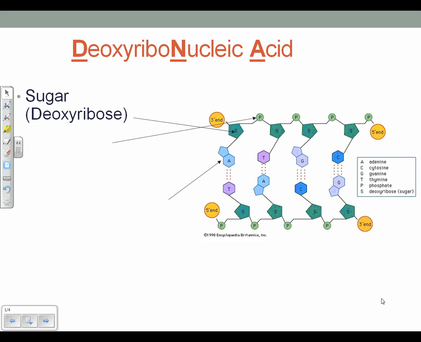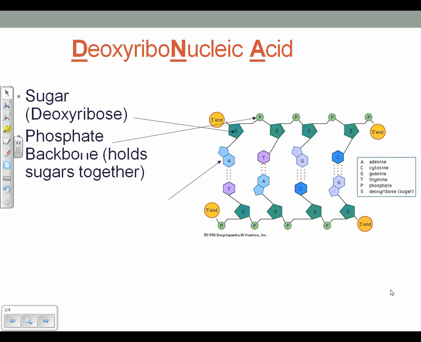We have our sugar, deoxyribose, and remember, sugars typically end in OSE, so that gives you a clue that that is indeed the sugar. Then we have our phosphate backbone. As you can see, the phosphates actually hold and link all of the sugars together. And you can see there go the phosphates linking the sugars to one another, like that.